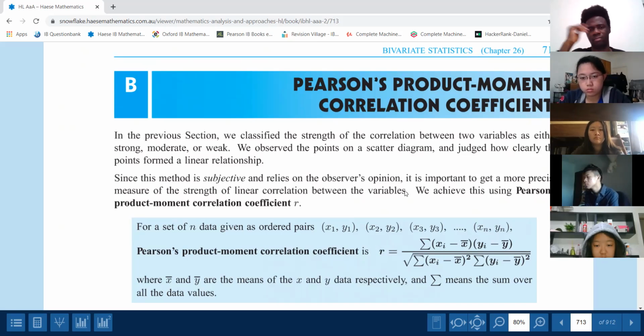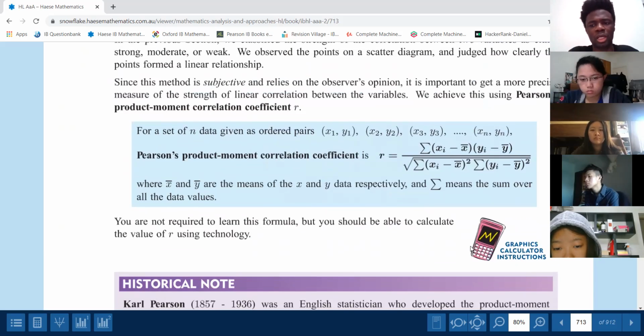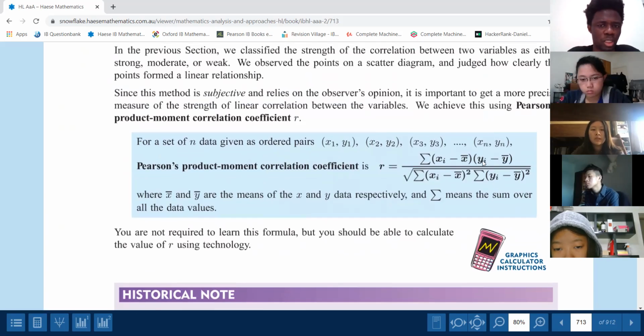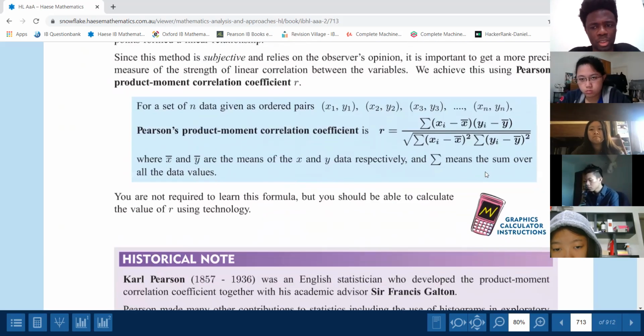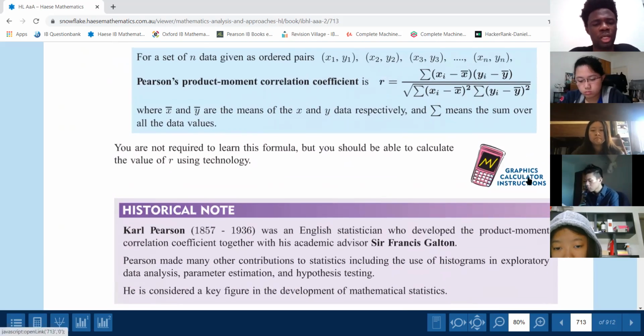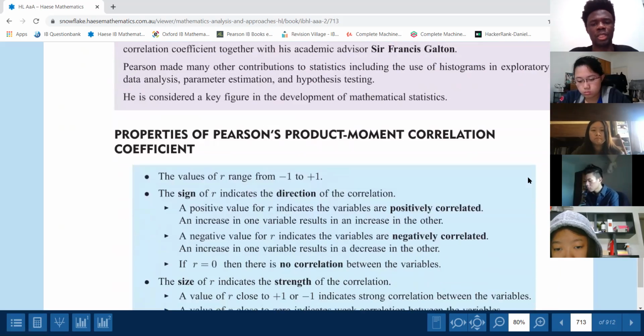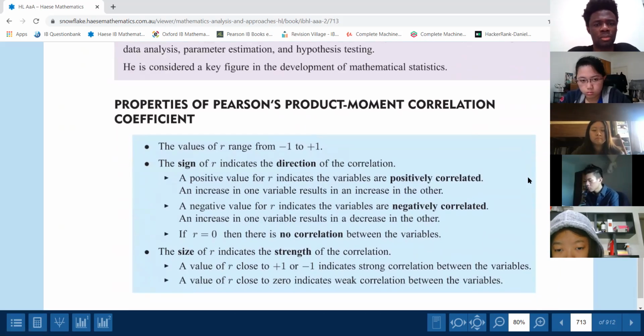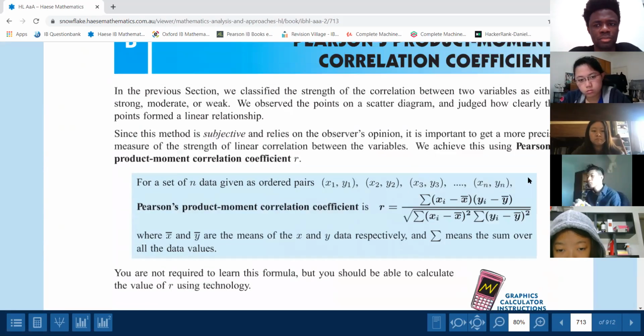That's perfect. Okay. So we're going to calculate this, and you're going to use a calculator. You're not expected to do it manually. Although I will encourage you to do this manually as well, but we will use a calculator. And I will give you the calculator instructions, so you will do that. Now, these are the properties of this coefficient, this value of R.